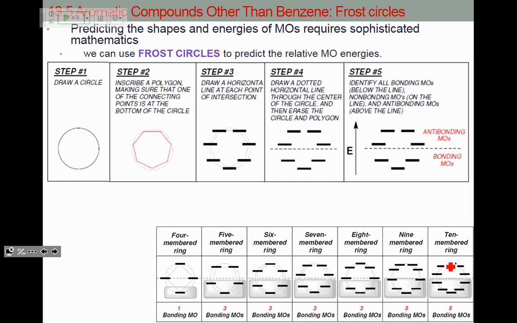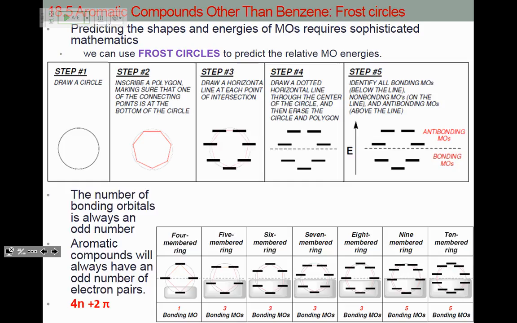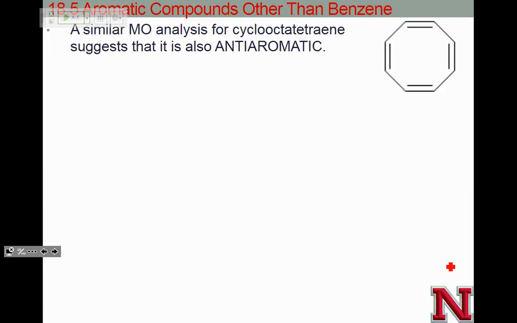But the key, one of the points has to be pointed down. If the point's not pointed down, then it's not correct. So I often see, even though I repeated this 4 times, I'll still see this drawn for a 5-membered ring, and this is not right because the point is not pointed down. The point has to be down. But then that's your molecular orbital diagram. And then you can explain aromaticity versus anti-aromaticity with this. And I will ask you to do that.